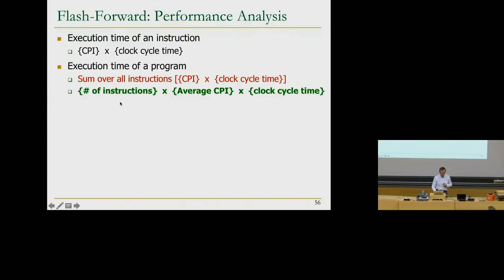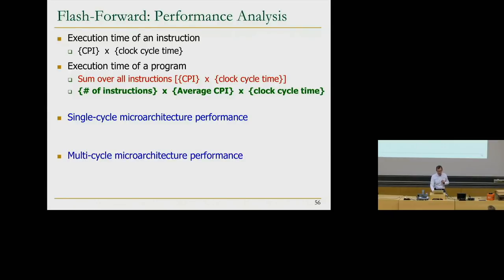And this is how many instructions you have in the program, average cycles per instruction for that, and the clock cycle time. Okay. So let's take a look at, we're going to get back to this. Let's take a look at the single cycle microarchitecture performance with this equation. What does single cycle microarchitecture mean? It means cycles per instruction is always 1. It doesn't matter what instruction you're executing. You take only 1 cycle.